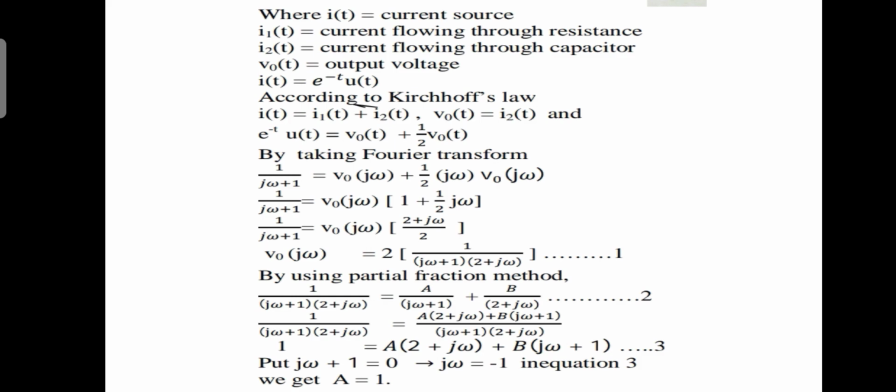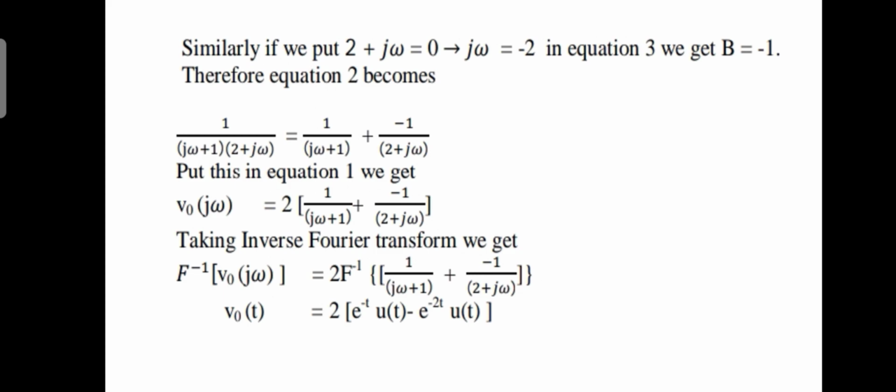By taking the Fourier transform, 1 by (j omega + 1) is equal to V0(j omega) times (1 + j omega). By solving, we get V0(j omega) = 1 by (j omega + 1)(2 + j omega). Consider that equation 1. By using the partial fraction method, 1 by (j omega + 1)(2 + j omega) can be written as A by (j omega + 1) plus B by (2 + j omega). Consider that equation 2. By solving, we get A equal to 1 and B equal to minus 1.